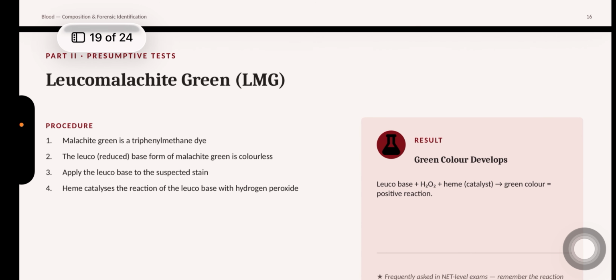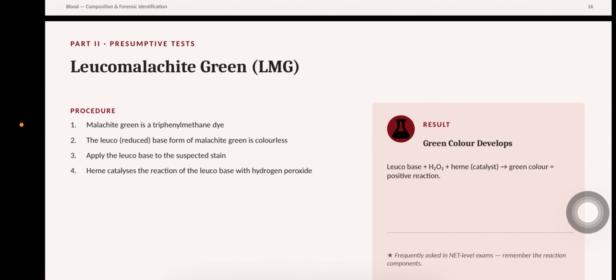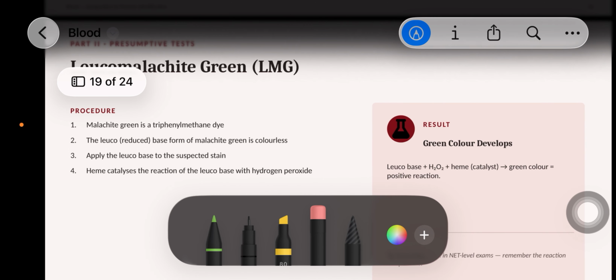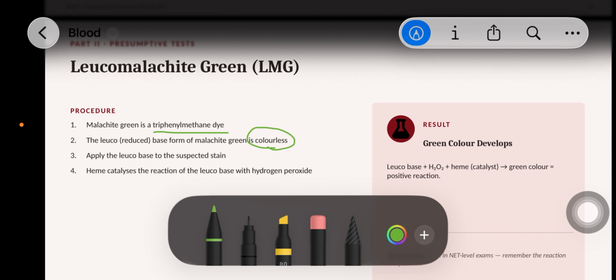Next is your leukomalachite green. Malachite green is a triphenylmethane dye. This is what NTA loves to ask. Also, the leuco-base form of malachite green is colorless. But when you apply the leuco-base to a suspected stain, the heme catalyzes the reaction of leuco-base with hydrogen peroxide, giving a green color.